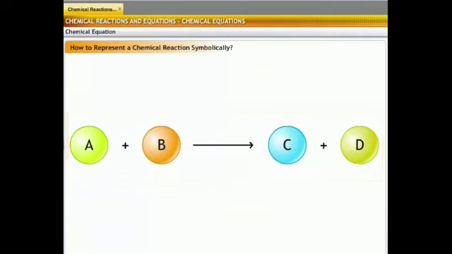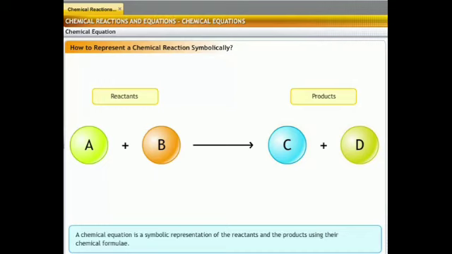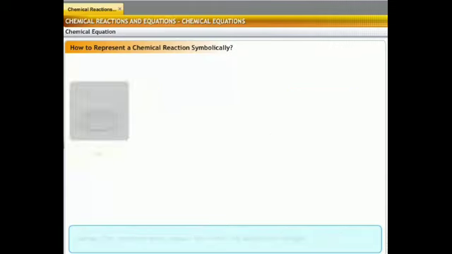How to represent a chemical reaction with the help of symbols? A plus B react with each other and form C plus D. In this, A plus B are the reactants, C plus D are the products. So a chemical equation is a symbolic representation of a chemical reaction.